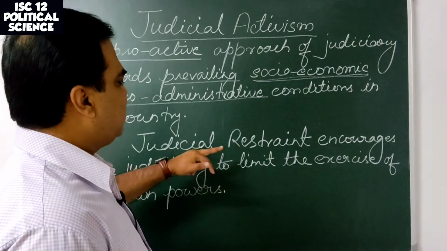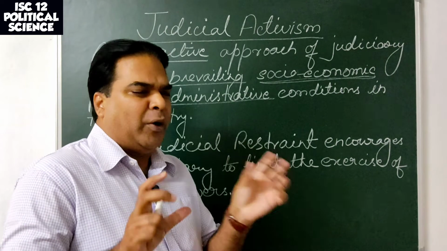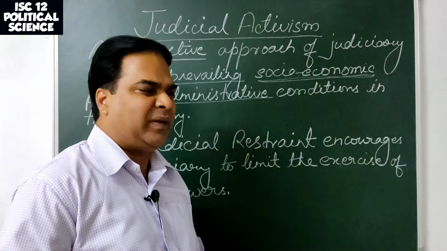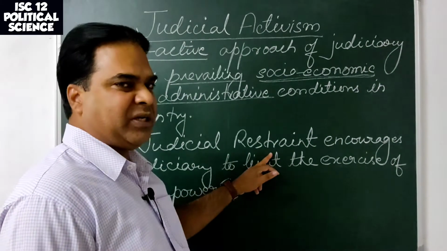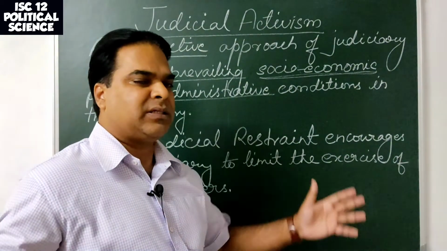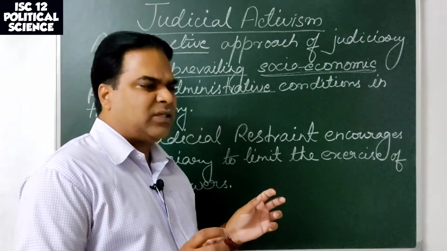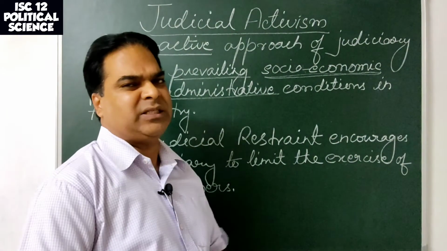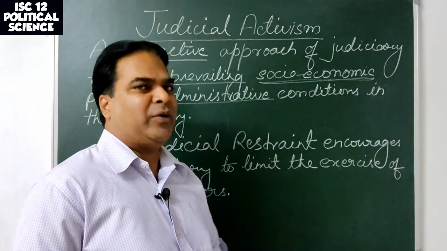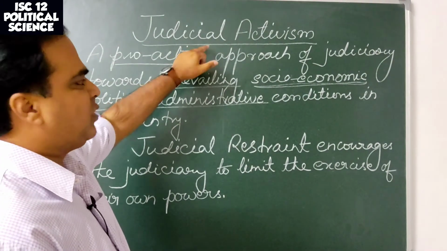So judicial activism and judicial restraint, these two terms are very important from the point of view of political science students, and they are often confused about what actually is meant by them. When students study law, they discuss all this in detail. But for the students of class 12, this is just for a short question which will be asked in the board exam: what is the difference between judicial activism and judicial restraint? I'll try my best to explain clearly.